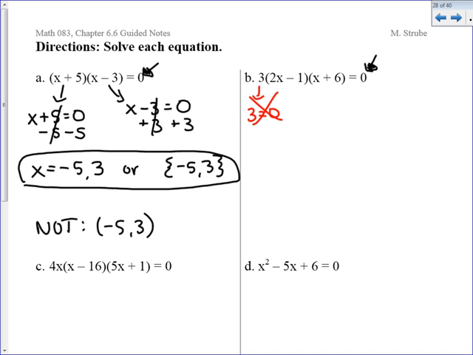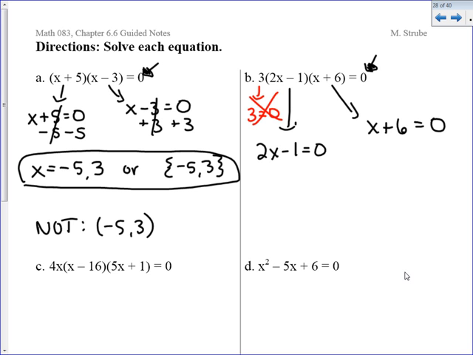Now, yes, if you distributed the 3 into one of the factors, you're just going to have to reduce at the end and you're going to get the same answers. So there'd be nothing wrong if you did that first, but it's just creating a little bit of extra work. So I don't have to worry about the 3, no variable, it doesn't give me an answer. So there's only 2 of these factors that I have to set equal to 0: 2x minus 1 and x plus 6. So even though there's 3 factors, I'm only getting 2 solutions here.